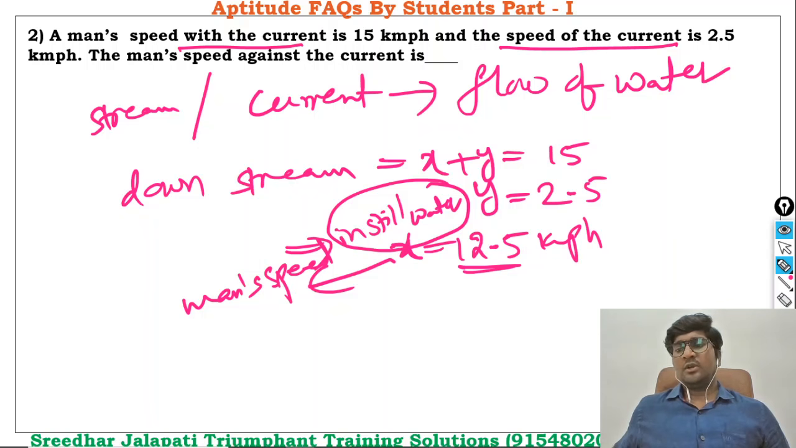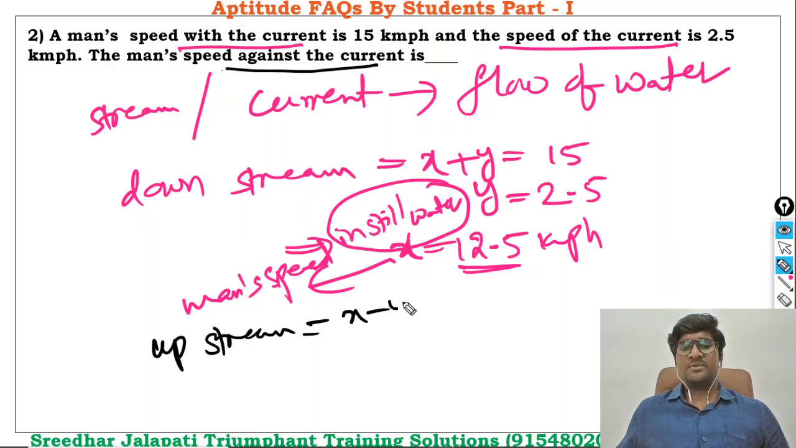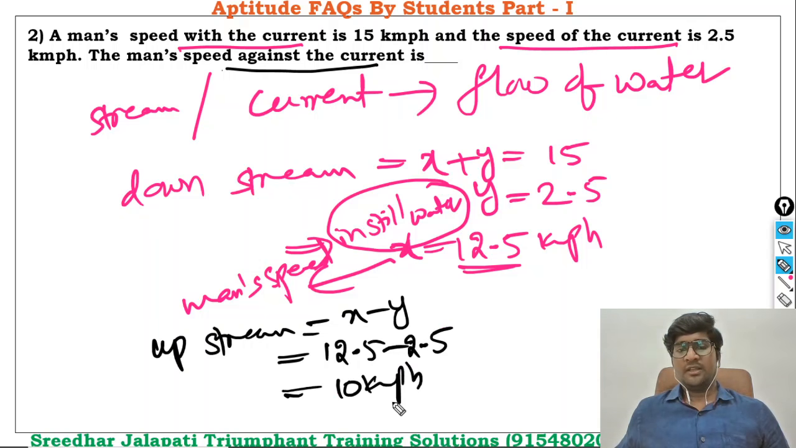Now what are you asked to find? You are not asked to find man's speed, you are asked to find man's speed against the current. Against the current in the sense upstream. We are asked to find upstream speed, that is x minus y. Here x is man's speed, y is current speed. So 12.5 minus current speed, given as 2.5, so that is 10 km per hour.